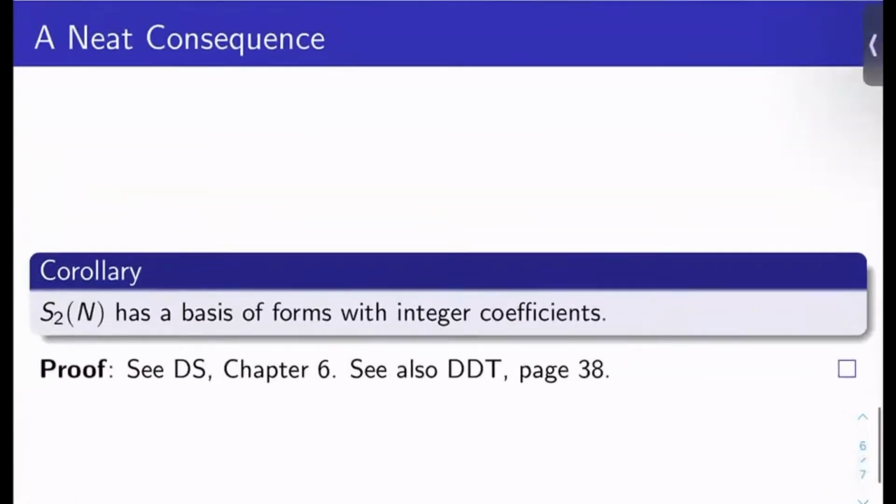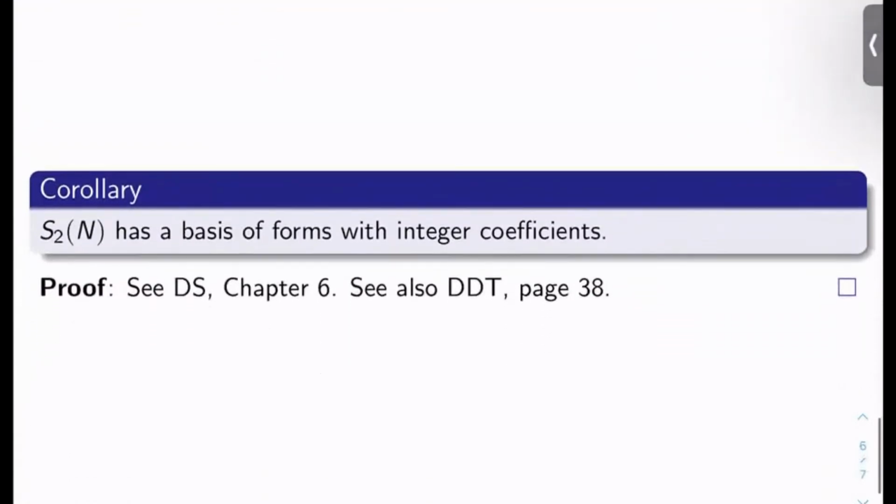And so I'll end the video with this, a neat consequence, whose proof is fairly involved, so I won't go through it, but it's a consequence of everything we've talked about today. S_2(n) has a basis of forms with rational integer coefficients. This is proven in Diamond and Shurman chapter 6 and also DDT page 38, I believe.